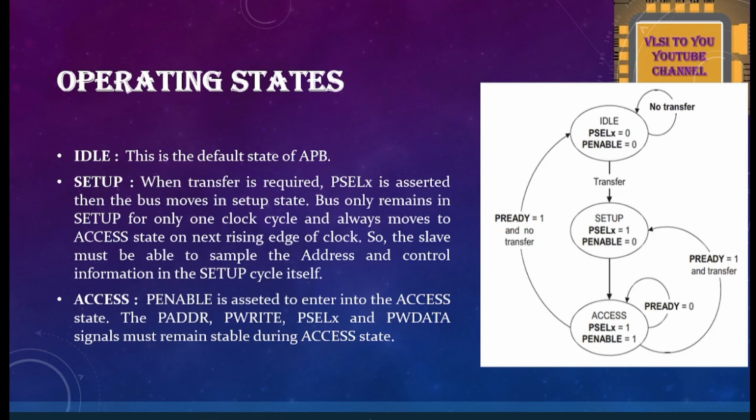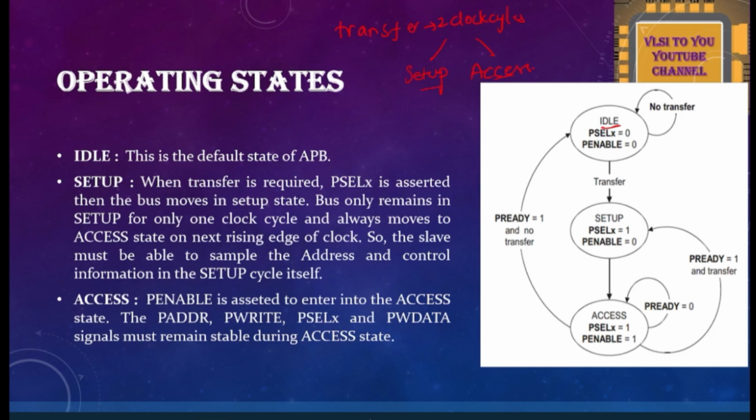Right, now coming to the operating states. As I told you in the starting, every transfer in APB takes 2 clock cycles. So what are these 2 clock cycles? One is the setup clock cycle, another is the access clock cycle. As we already know, it is just a kind of finite state machine, so we'll be seeing how the transfer is going to take place.